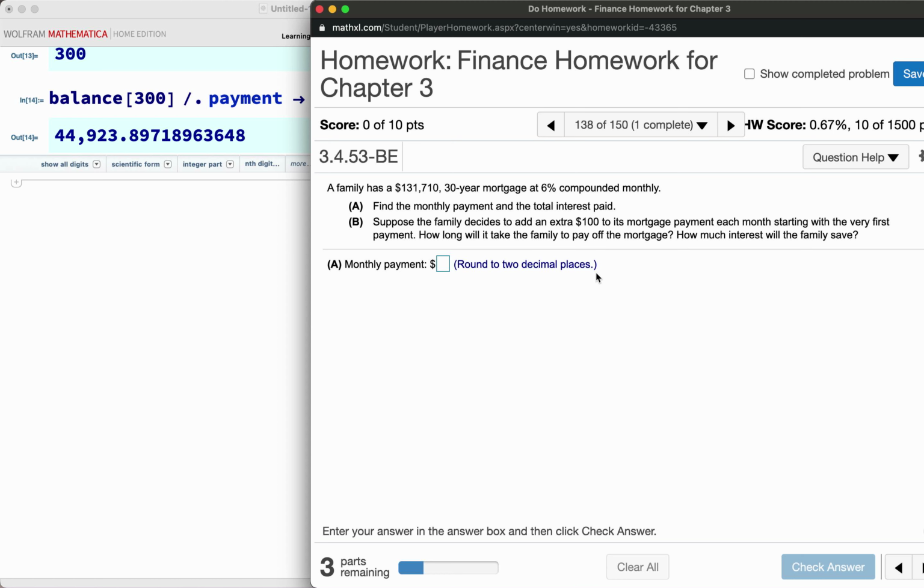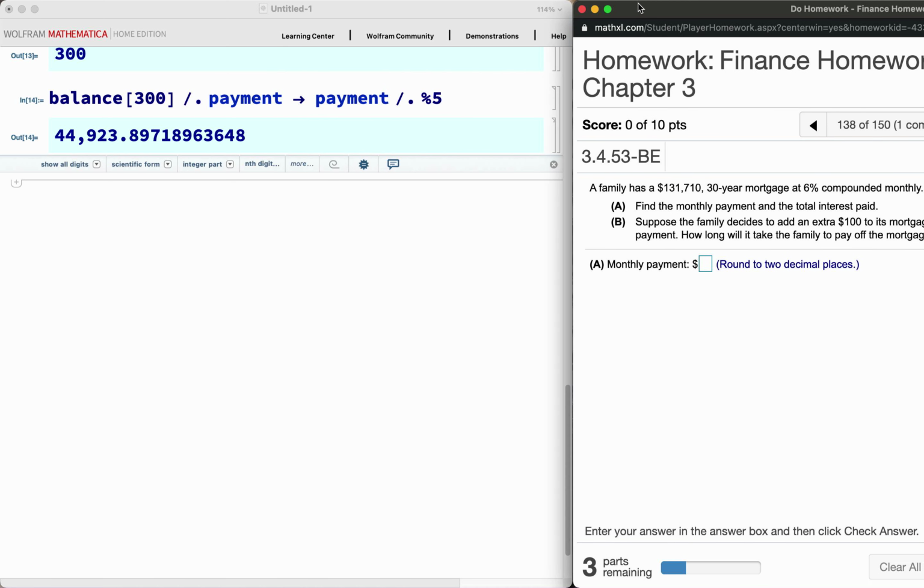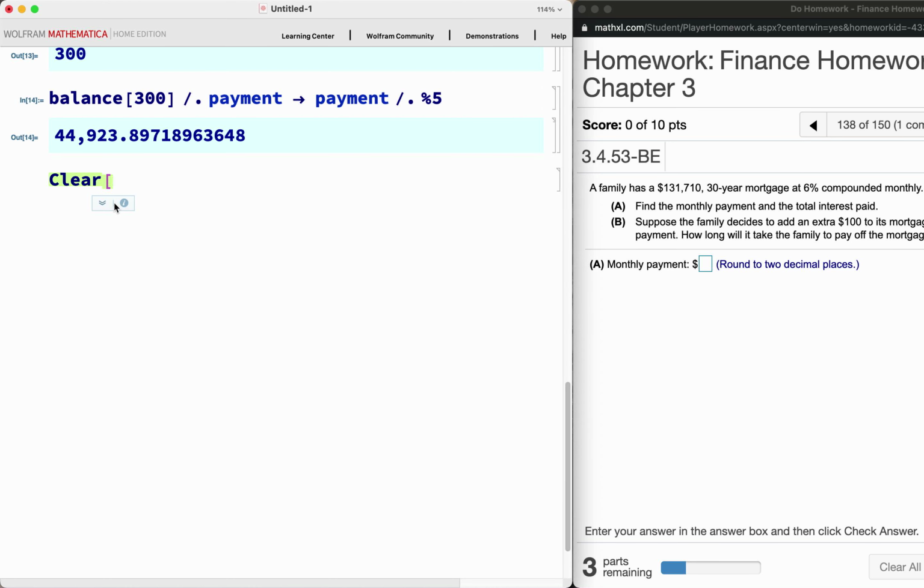Okay, again, it's a little bit of a challenging problem, but it's not that bad. It's really not that bad. So, first of all, let's clear interest and balance. Why am I clearing them? Because I'm starting over with a brand new problem.